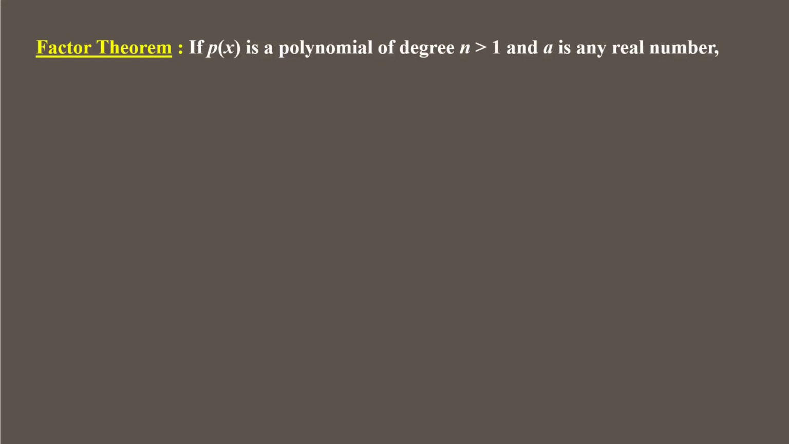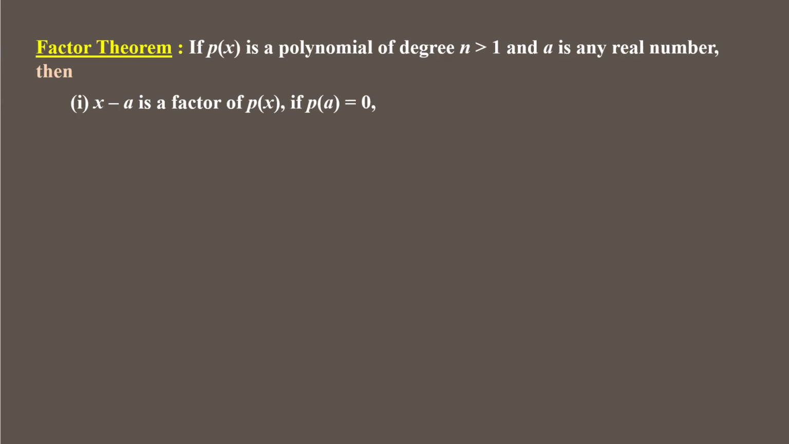Factor theorem. Let us understand the factor theorem step by step. Suppose p of x is a polynomial of degree greater than 1 and a is any real number. The factor theorem has two important parts. First part. If we substitute a in place of x in the polynomial p of x, and the result becomes 0, then x minus a is a factor of the polynomial.